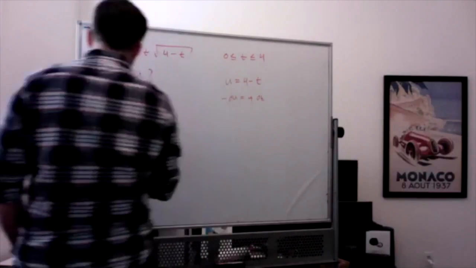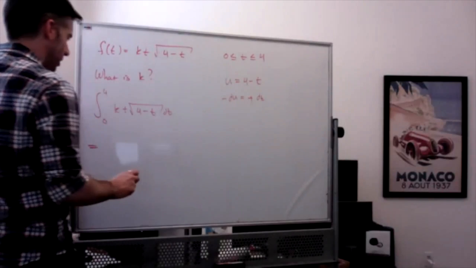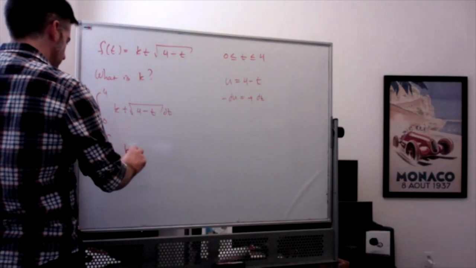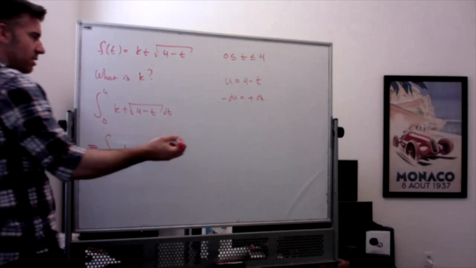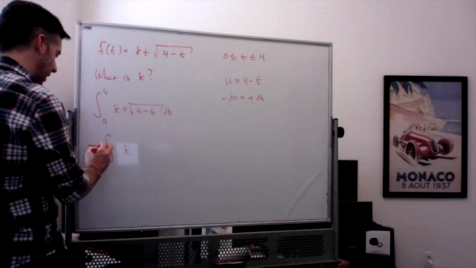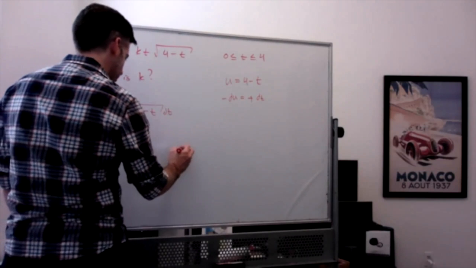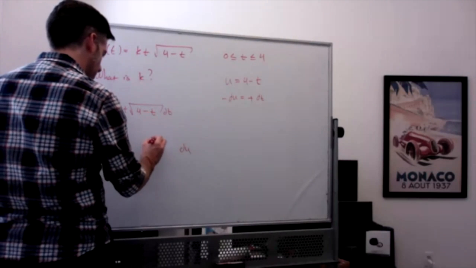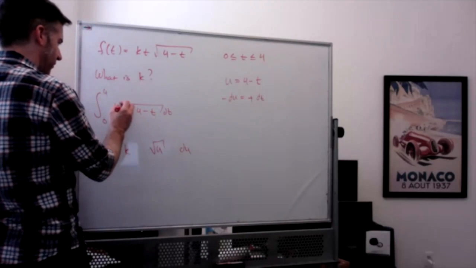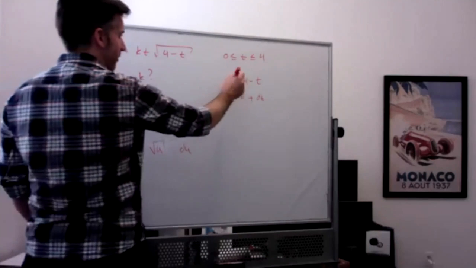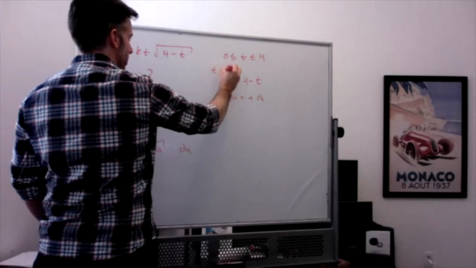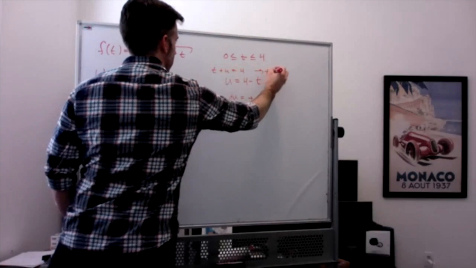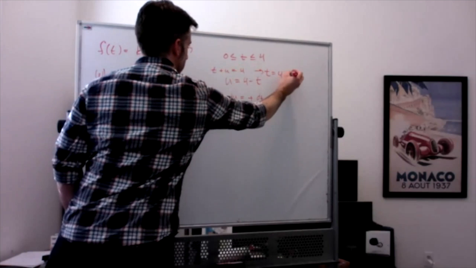So if we integrate this, we're going to get the integral of k times t. I need to solve for t, right? So I have a negative du. And then square root of 4 minus t is going to be the square root of u. And then this leftover t here, well, t plus u equals 4, so t equals 4 minus u.